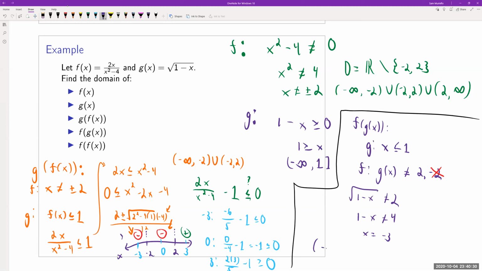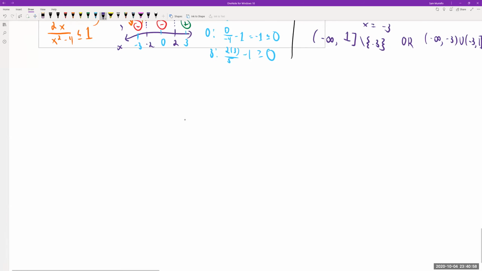So we could either do -infinity to 1 excluding -3, or in terms of what my Open Math would like to see, -infinity to -3 unioned -3 to 1. Let's do one more example. We'll do f of x.